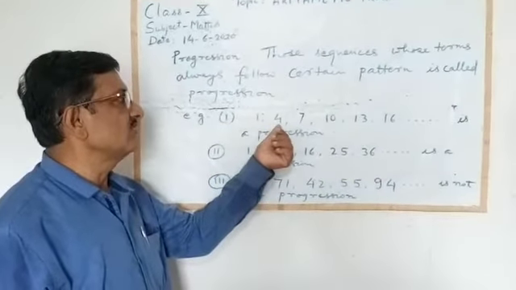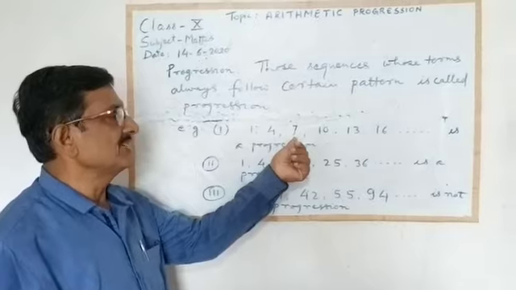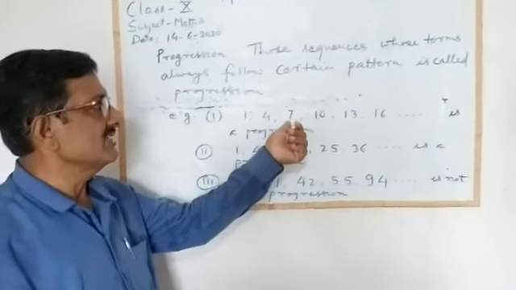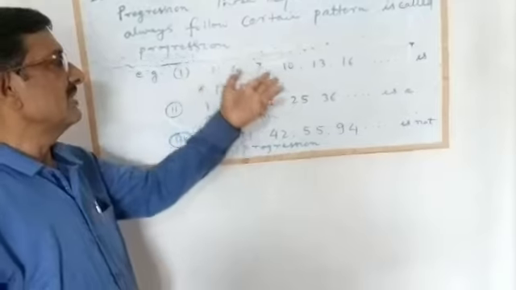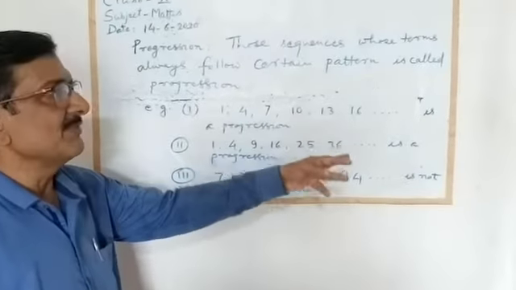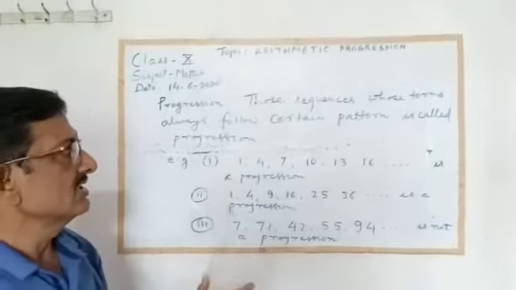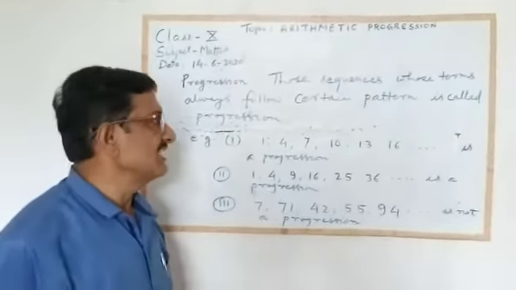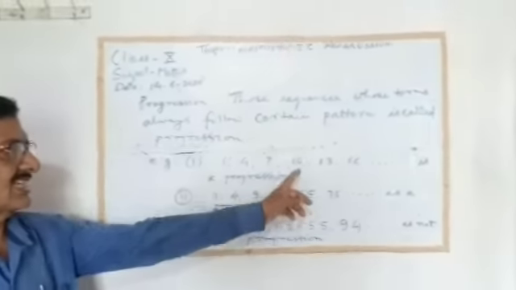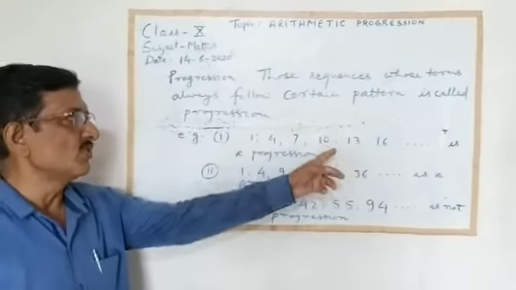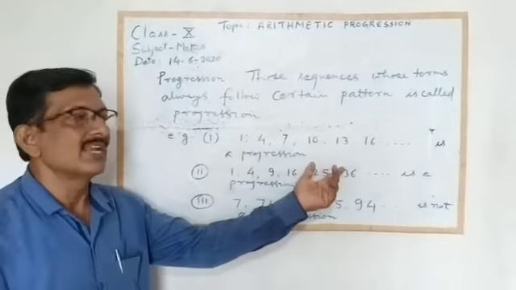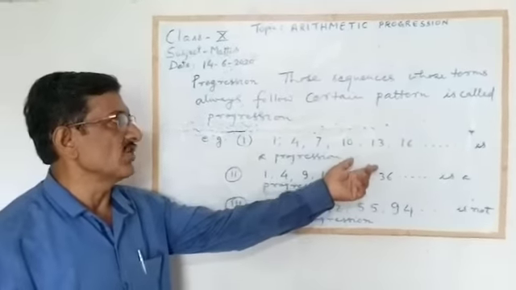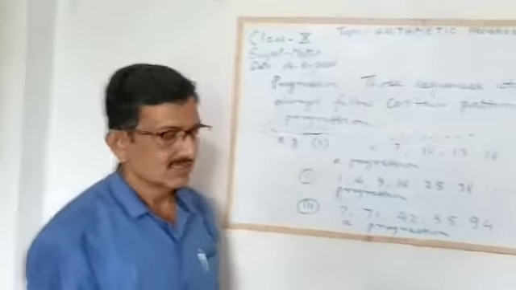When 3 is added to 4, we get 7. When 3 is added to 7, we get 10. So each succeeding number is 3 more than its preceding number. So it is a progression because it is following a certain pattern.